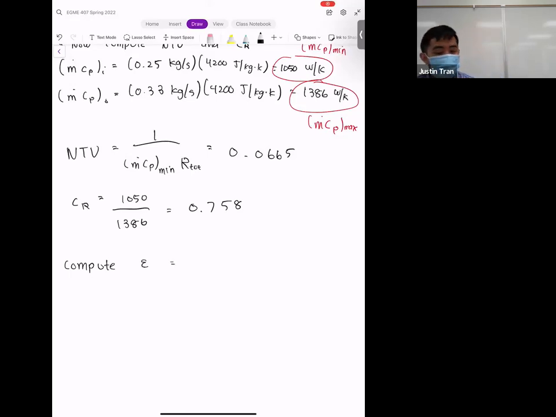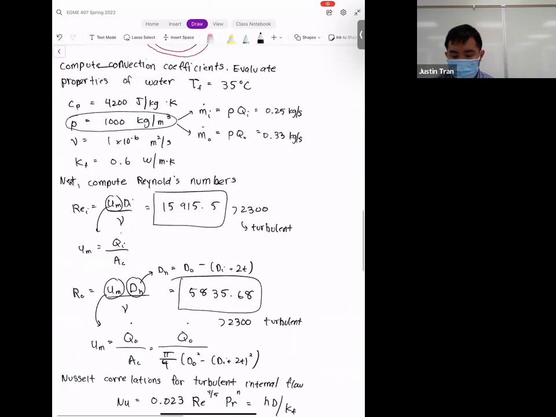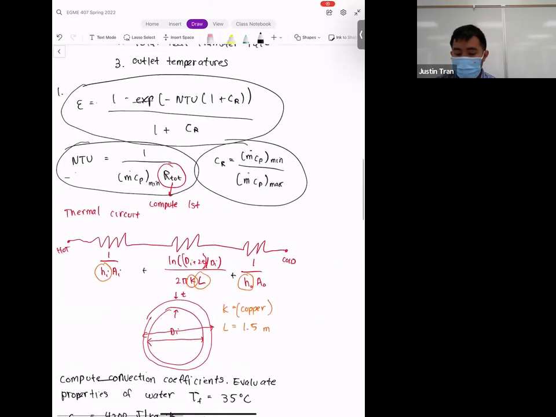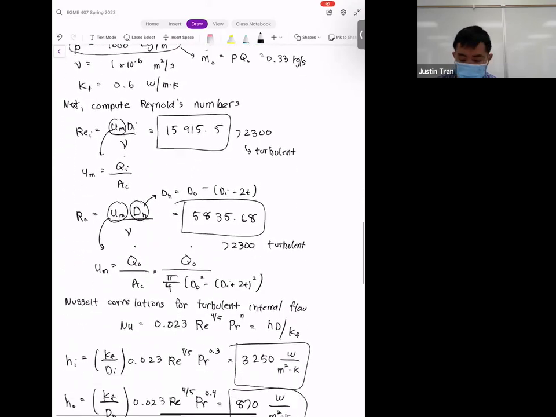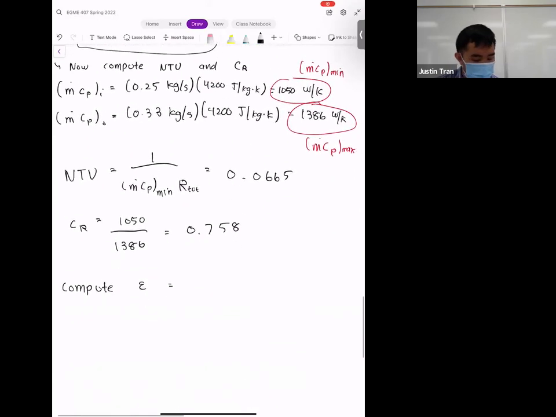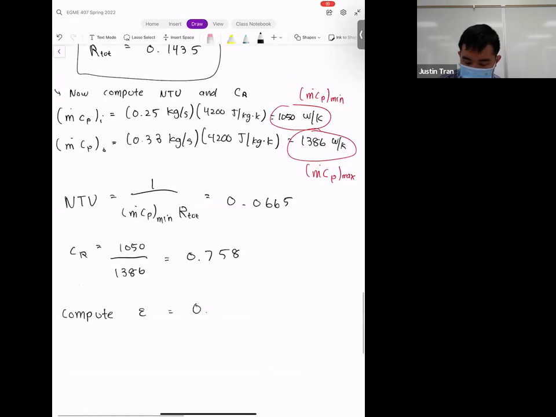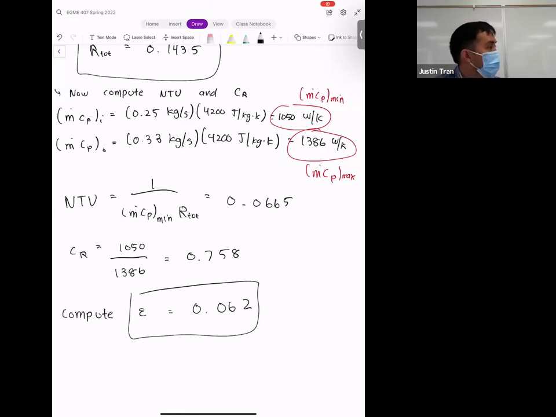So now that we know NTU and now that we know C_R, we can plug this back into our expression for effectiveness. I'm not going to repeat that entire expression right there, but you should get an effectiveness of 0.062. Okay. And so what this tells us is that this heat exchanger, as currently constructed with the length and diameters as they are, only achieves about 6.2% of the maximum theoretical heat transfer.